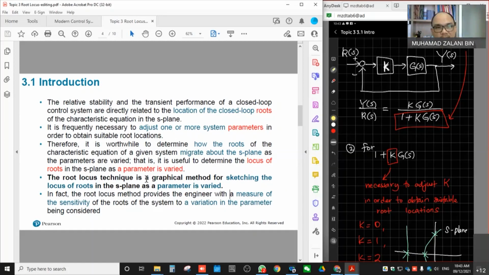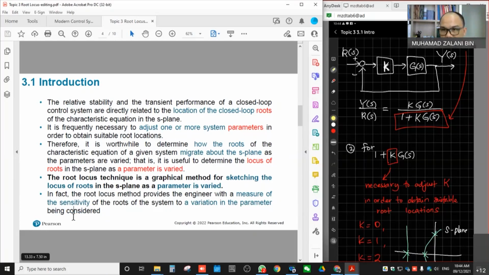As long as the parameter is not varied, as long as at that parameter the system is stable enough, then we don't need to think about the root locus. So root locus is important when the parameter changes. But most of the time, any system is of course subjected to changes of parameters. In fact, the root locus method provides the engineer with a measure of the sensitivity of the roots of the system to a variation in the parameter being considered.